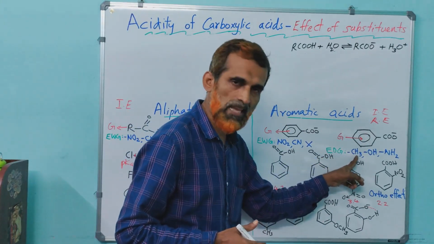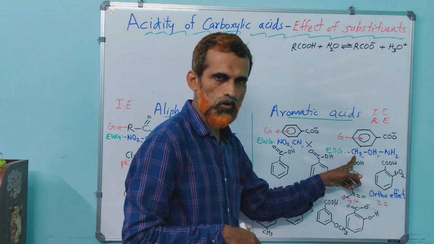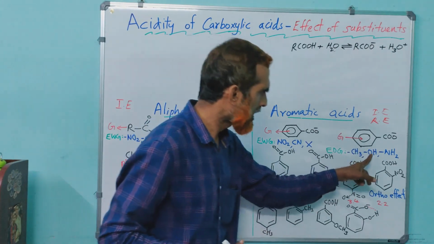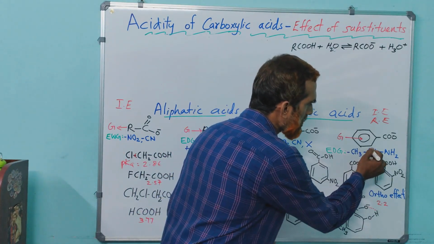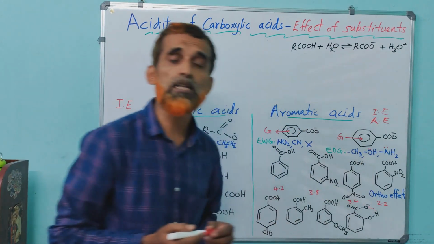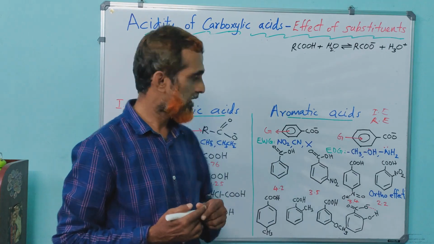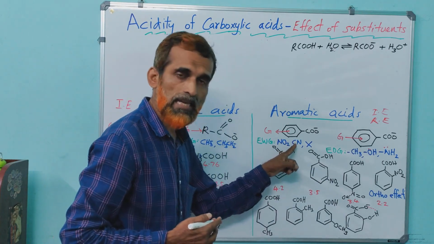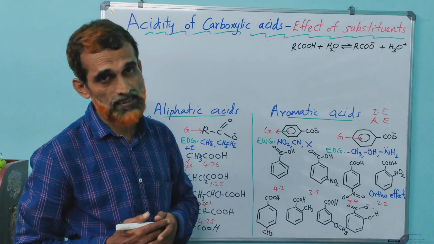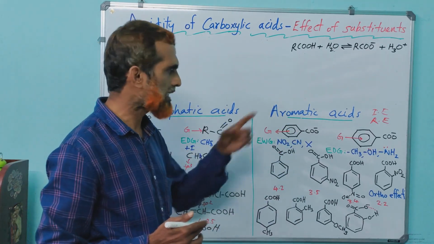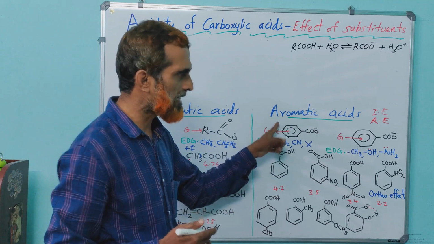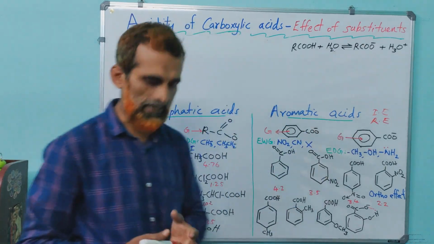Groups like CH3, it's due to plus I effect, or it can be hyperconjugation effect. OH and NH2, you know, they have got lone pairs in conjugation with the ring, and they will show what is called plus R effect. Here NO2 and CN can show minus R effect, resonance effect. So electron withdrawing groups increase acidity, and electron donating groups decrease acidity.